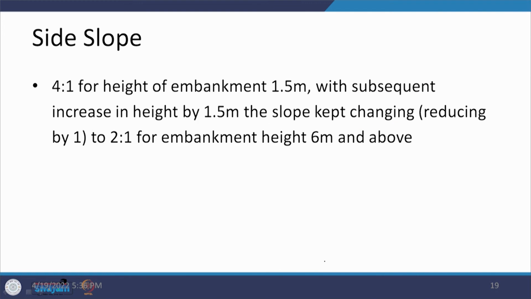When we are talking about embankments, if the embankment is 1.5 meters high, then in that case it can be 4 horizontal to 1 vertical, but as we keep increasing the height by 1.5 meters, we can reduce this particular slope by a unit value. That is how it keeps going, and by the time we are at 6 meters or above, we can then maintain a slope of 2:1.